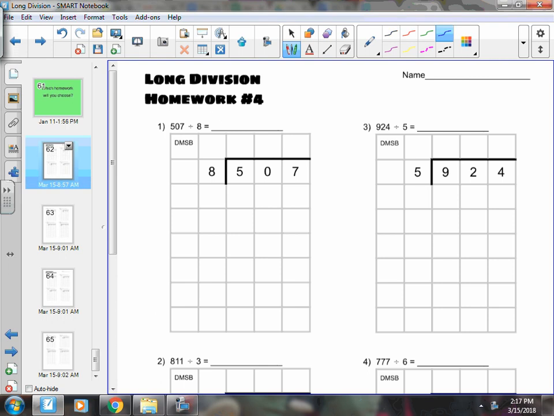507 divided by 8, groups of 8. You cannot fit a group of 8 into 5, but you can fit some groups of 8 into 50. 6 groups. 6 times 8 is 48. Subtract. Be very careful with subtraction.